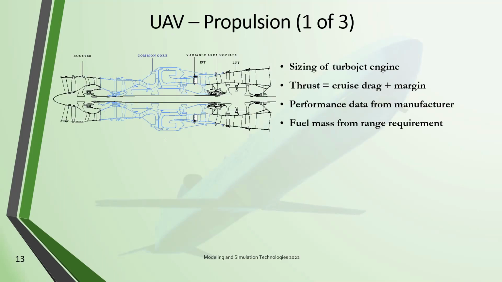We select as propulsion a turbojet. This is a radial turbojet. The sizing of the turbojet engine is based on the thrust requirement, which in our case, since we do mostly cruising, is cruise drag plus a margin. The performance data you need to get from the manufacturer, and the fuel mass is given by the range requirement, as I stated earlier.